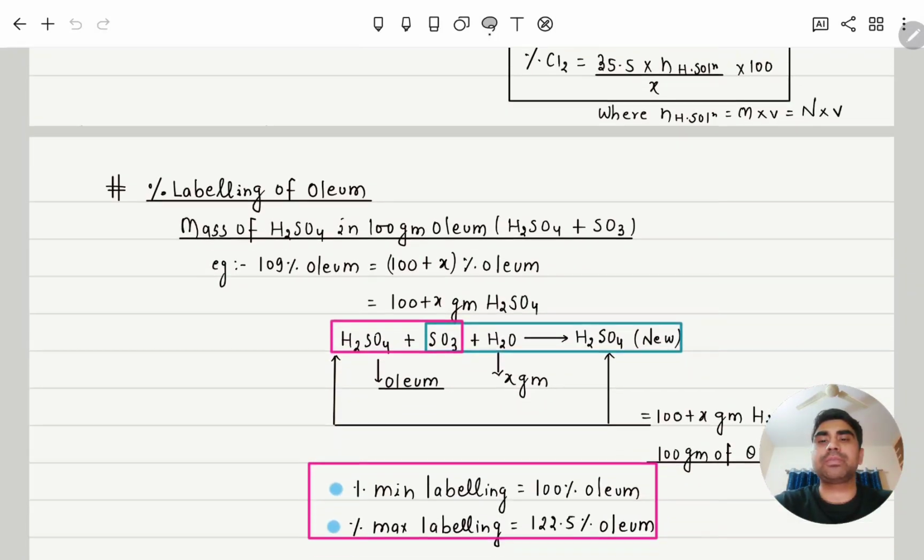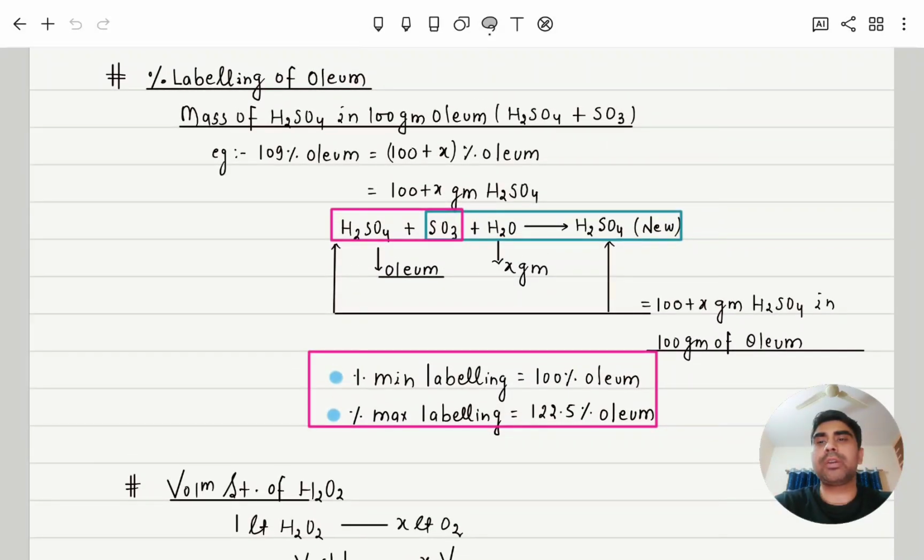Clear? Already in class we discussed some problems related to this. Now coming to the very important percentage labelling of oleum. So what is percentage labelling of oleum? Whatever H2SO4 you purchase from the market, free SO3 will also be there in it, and by adding water you get new H2SO4. Due to that, how much labelling up happens for that H2SO4 is called percentage labelling of oleum.